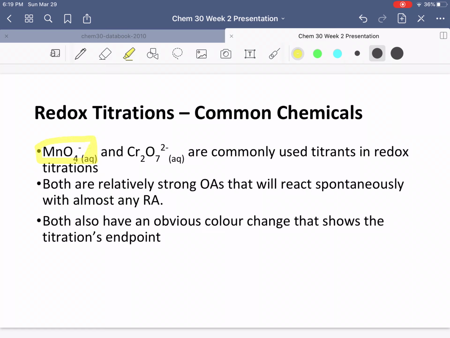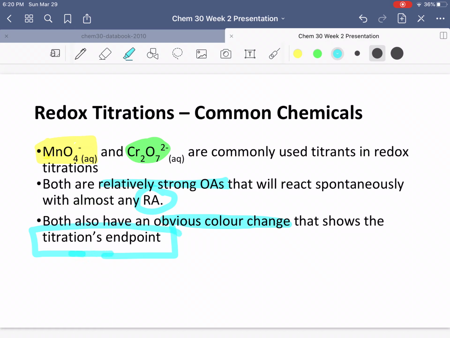Okay. Just to remind you of a couple things when it comes to redox titrations, some pretty common chemicals that you'll see are the ones that I was just showing you before, that nice purple one that has permanganate in it. And the other one that's pretty common is dichromate. The reason why we use them so much is twofold. They're really quite strong oxidizing agents, which means that they react with almost any reducing agent, which is pretty helpful. The other really useful thing about both of those oxidizing agents is they have obvious color changes, and color changes are important in titration. That's how we see endpoints.